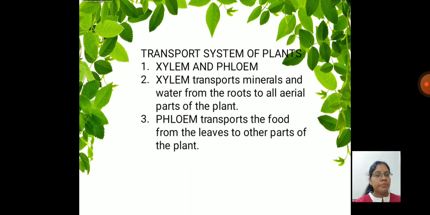The phloem transports the food from the leaves to the other parts of the plant. As the food is prepared in the leaves, after preparing the food, it is stored there, and then it is transported to the other parts of the plant.